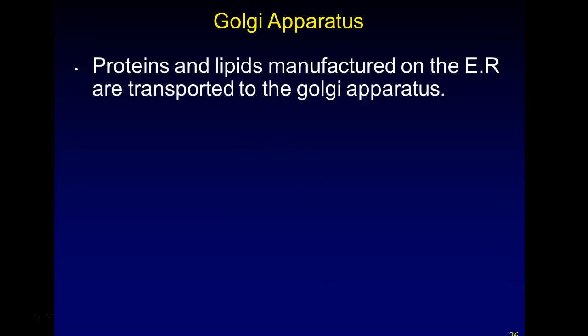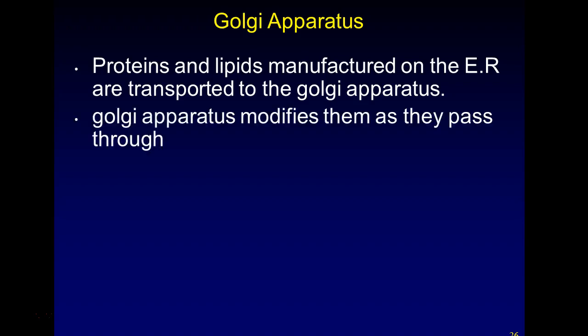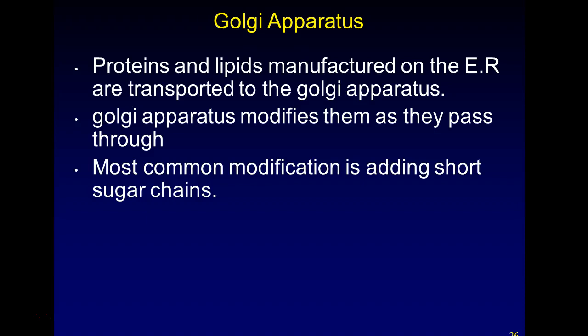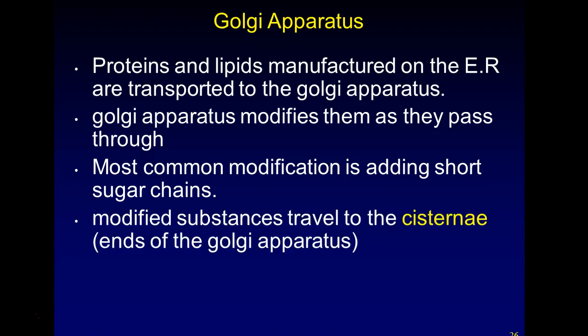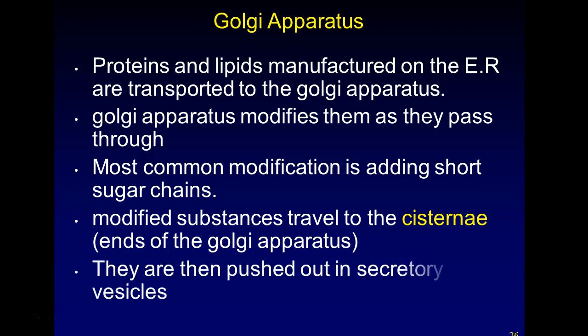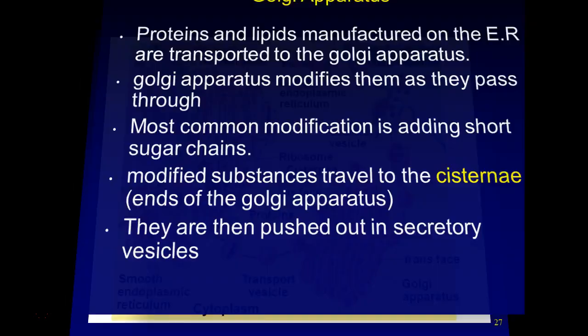Bear with me. All right, proteins and lipids are manufactured in the ER, the rough and the smooth endoplasmic reticulum. They're transported to the Golgi apparatus. The Golgi apparatus modifies them as they pass through. The most common modification is adding a short sugar chain, a carbohydrate. The modified substance travels to the cisternae, which is the ends of the Golgi apparatus, and then they're pushed out in secretory vesicles. Let's take a look.